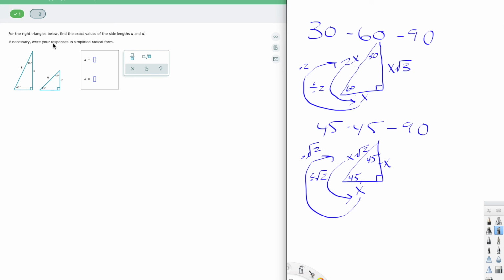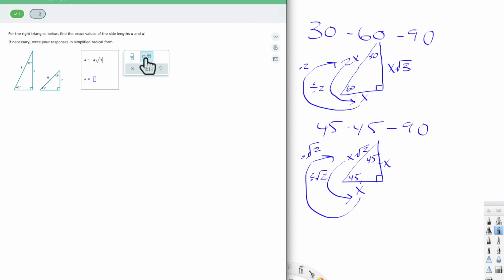It says write your answer in simplified radical form. So it wants exact answers. It doesn't want our decimal rounded anymore. So we're going to take 8 and we're going to divide by 2. That'll bring us down here to 4. So the length of this one is 4. And then 4 times root 3 is just 4 root 3. There's not anything we can do about that. We just leave it 4 root 3.